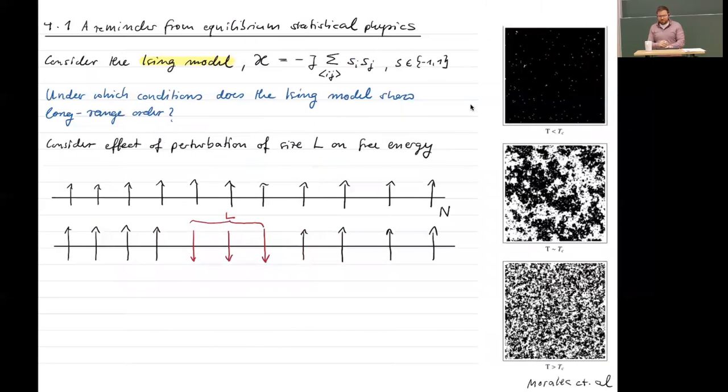So let's start with a very simple equilibrium example. Probably most of you have heard of the Ising model. It's a very simple model for a ferromagnet. In this Ising model, you have a Hamiltonian, so an energy, which is a sum over all pairs of neighboring spins. And you minimize the energy if these neighbors are aligned in the same direction.